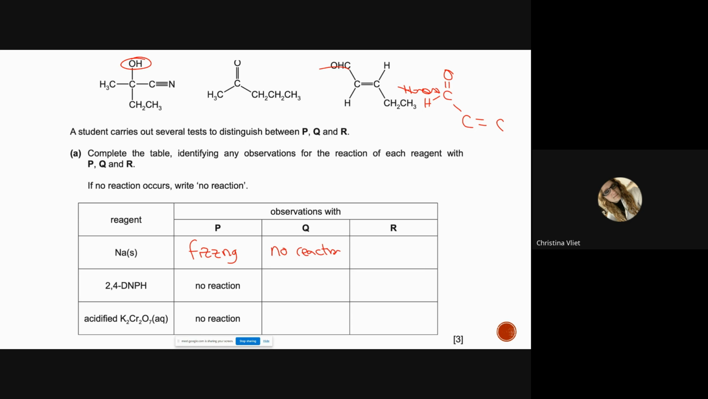Keep it with me here. Do you agree though? But it can't be alcohol. If you work it out, it doesn't work out. Oh, that's no reaction. So no reaction.